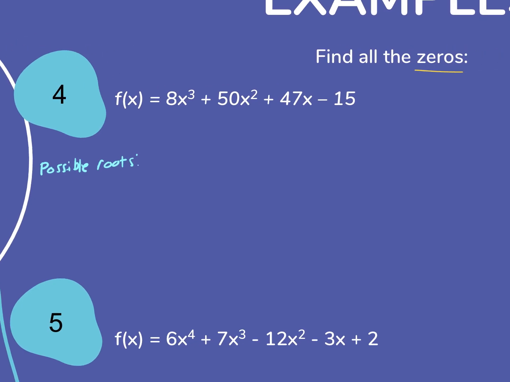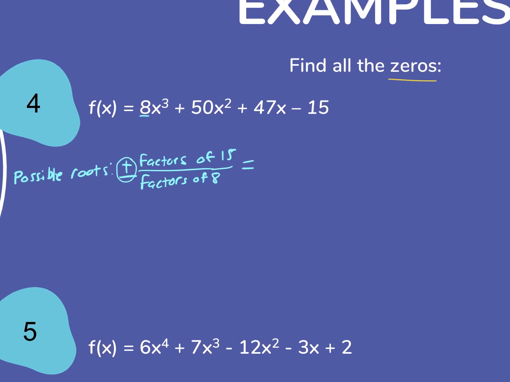My possible roots are going to be plus minus factors of the last, so plus minus factors of 15. You don't have to worry about carrying the negative with it because we account for that with the plus minus. Over factors of our leading coefficient, over factors of our first, which is 8. Let's write those out. This is plus minus factors of 15. Factors of 15 are 1, 3, 5, and 15. Factors of 8 are 1, 2, 4, and 8. All right, so we have all of these possibilities to choose from.